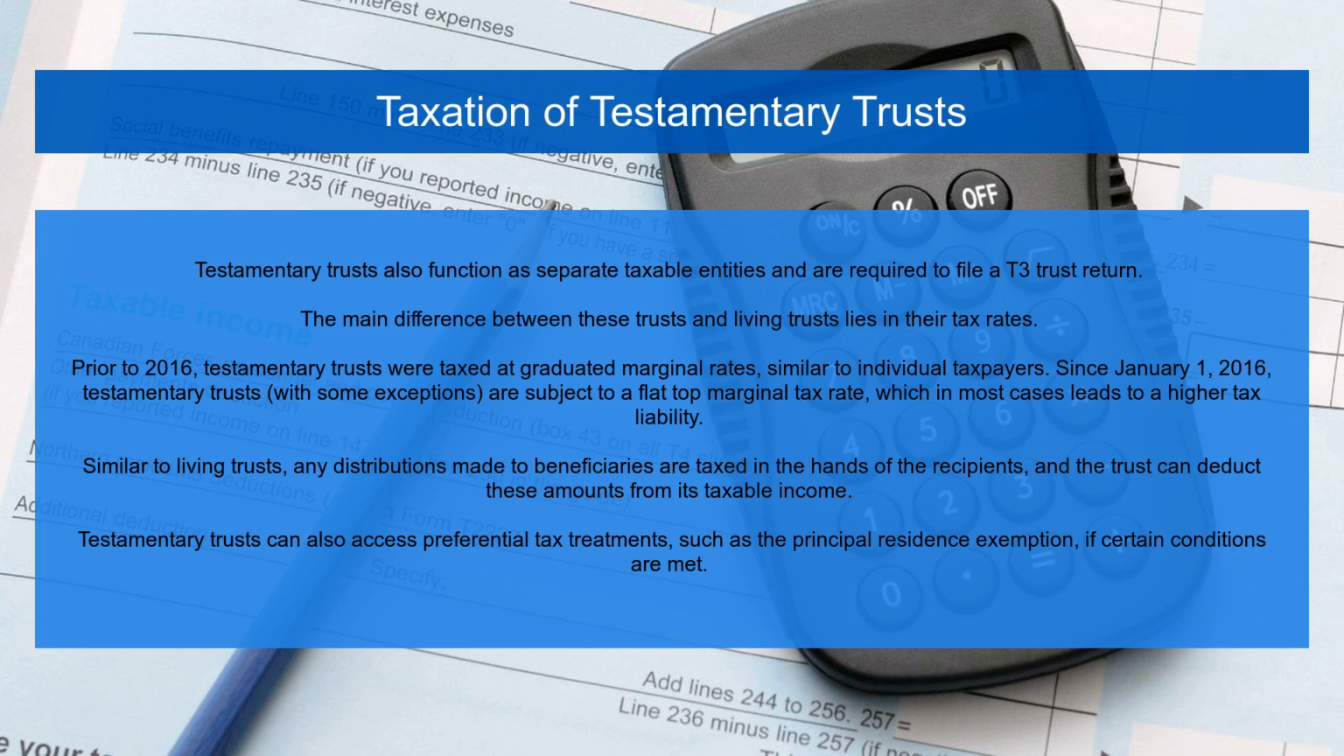Similar to living trusts, any distributions made to beneficiaries are taxed in the hands of the recipients, and the trust can deduct these amounts from its taxable income. Testamentary trusts can also access preferential tax treatments, such as the principal residence exemption, if certain conditions are met.